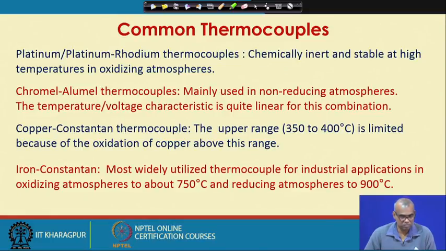Iron constantan thermocouple, this is most widely utilized thermocouple for industrial applications in oxidizing atmospheres to about 750 degree Celsius and reducing atmospheres to 900 degree Celsius.